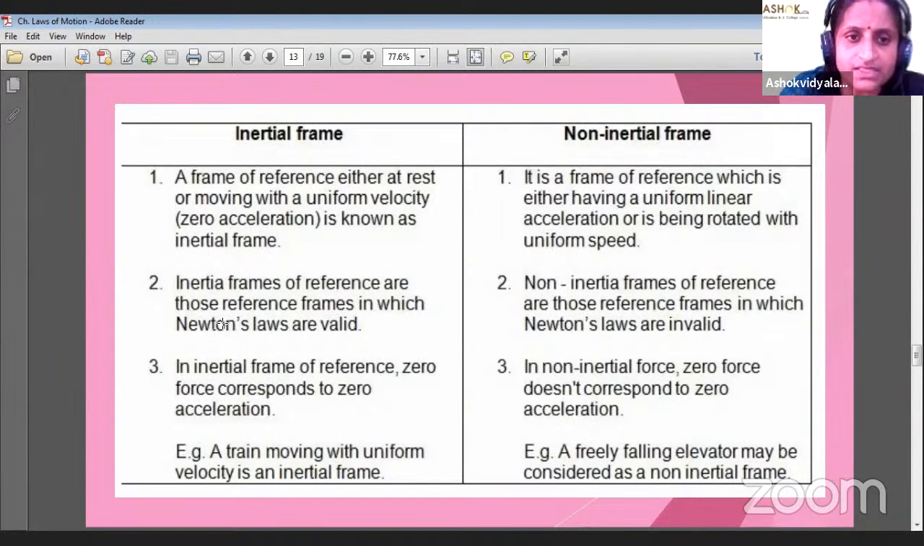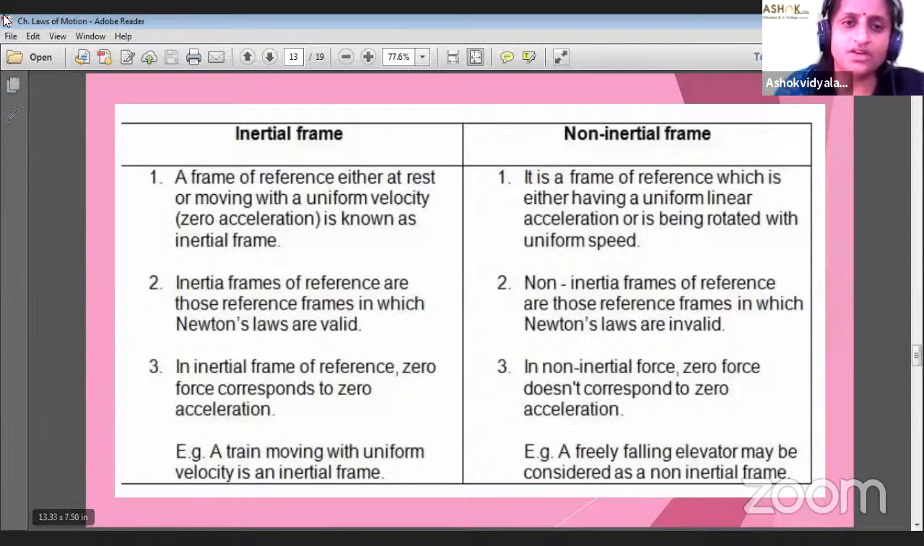Inertial frames of reference are those in which Newton's laws are valid, and non-inertial frames of reference are those in which Newton's laws are invalid, that is, they are not obeyed. In an inertial frame of reference, zero force corresponds to zero acceleration. In non-inertial references, zero force does not correspond to zero acceleration.